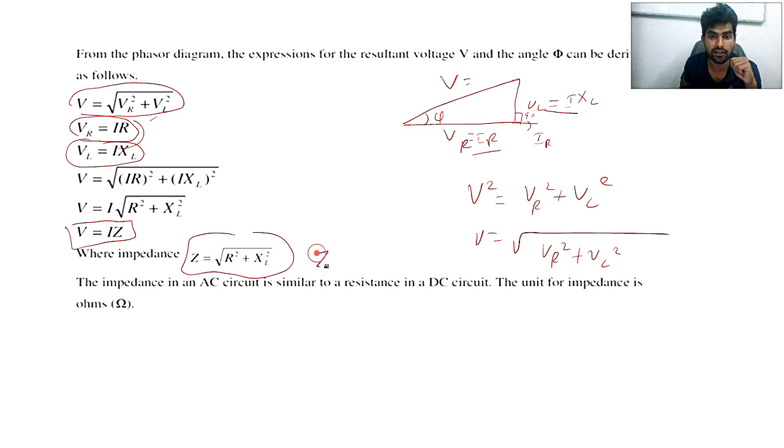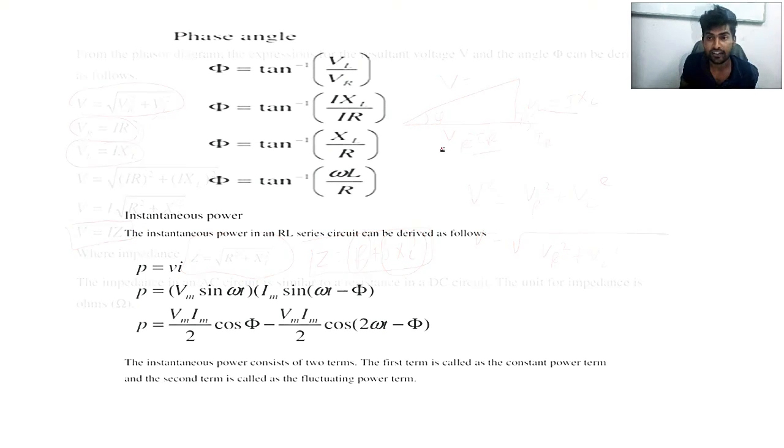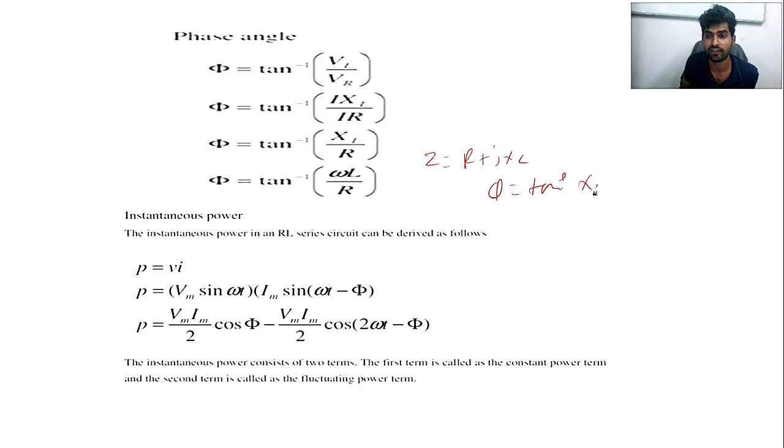Other formula, Z is equal to R plus jXL. That is impedance, opposing the flow of AC current. This is the imaginary part, magnetic field, and then this is the real part, resistance. Next, there is the equation Z is equal to R plus jXL, right? Where phi is equal to tan inverse of XL by R. So see here, XL by R over here, and then XL is equal to omega L.